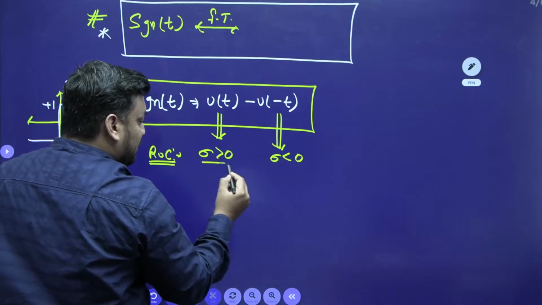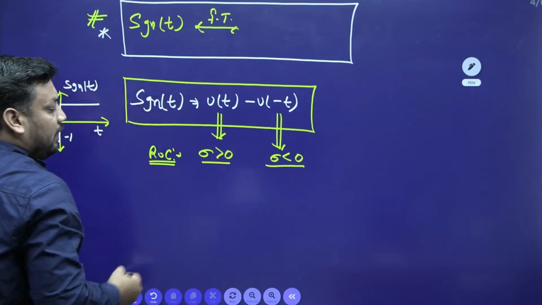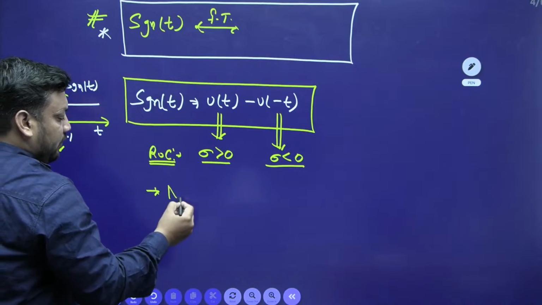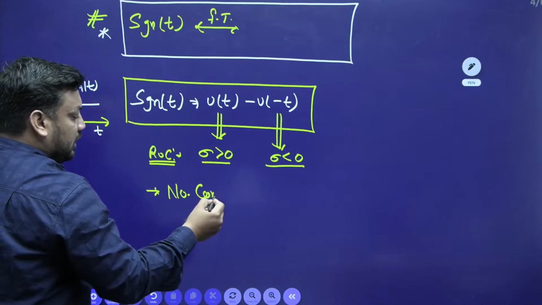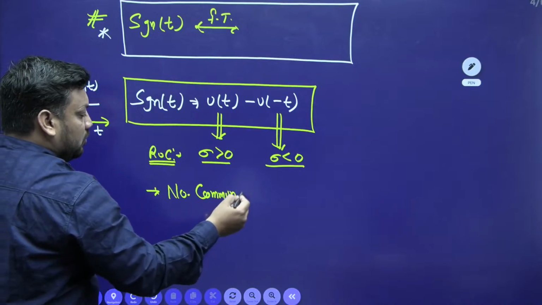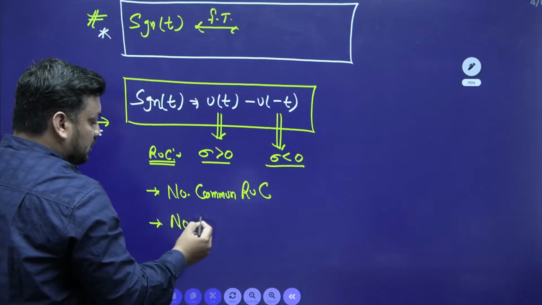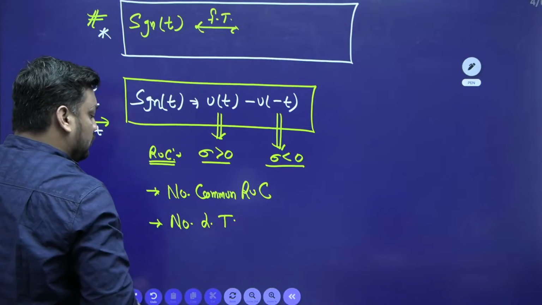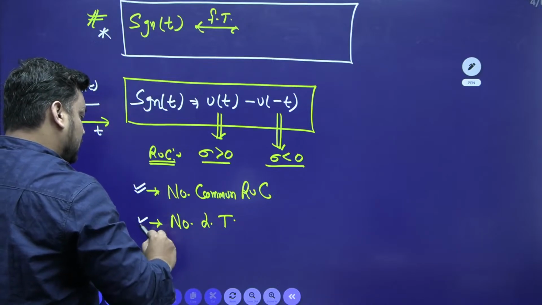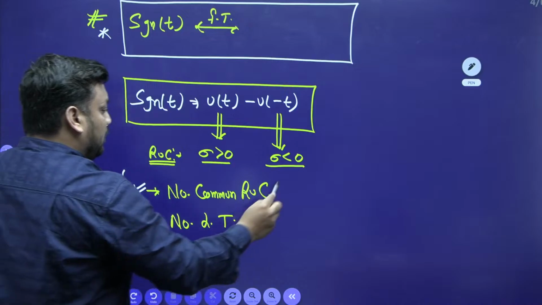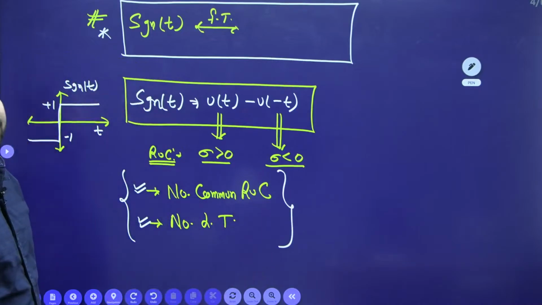So sigma greater than 0 and sigma less than 0, there is no common ROC. If there is no common ROC, then no Laplace transform. I hope these two parts are crystal clear to you. All of you just reply fast. Shall we go for the next?